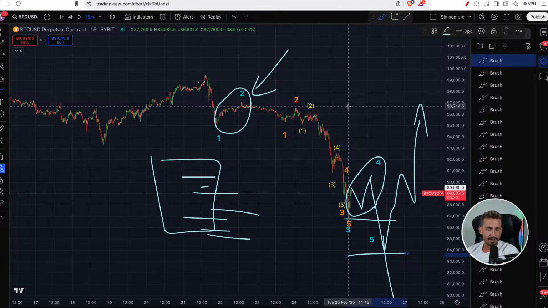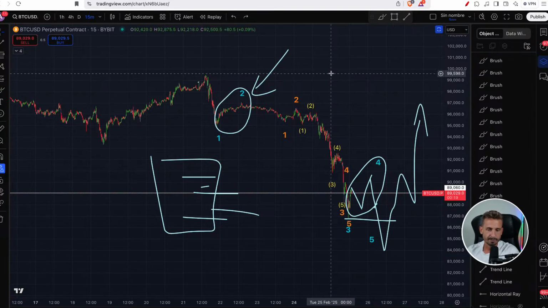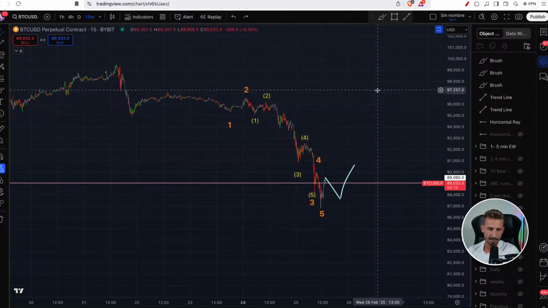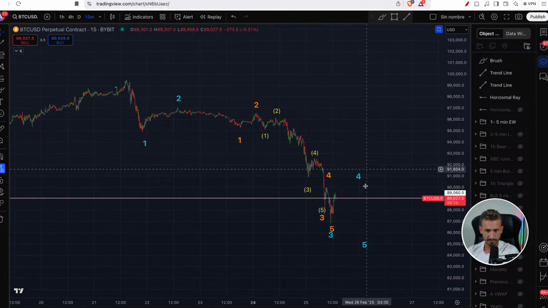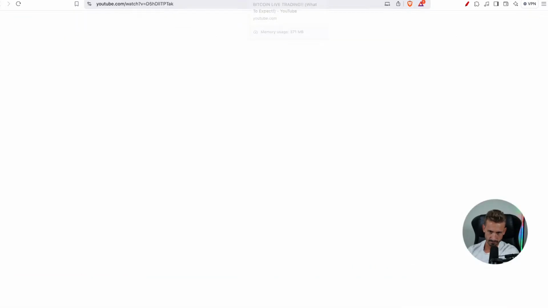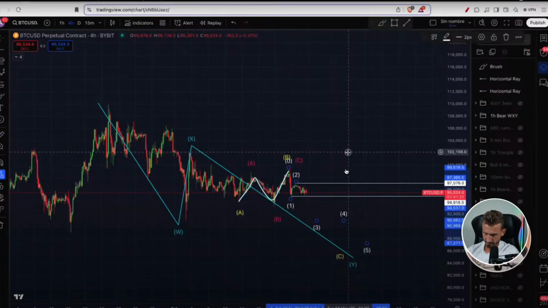Could the low be in here? Is the low in, right? There's the scenario. This is one scenario that I think could be very much on the formation, right? Because this is trying to map the bearish case that we talked about yesterday, which is this one right over here. This is the same thing.